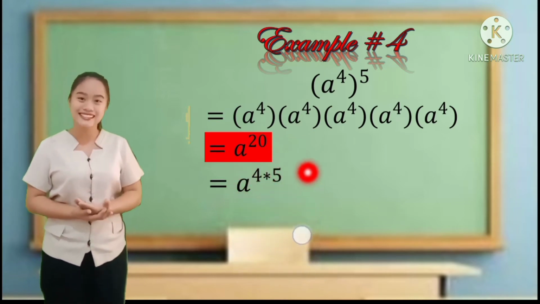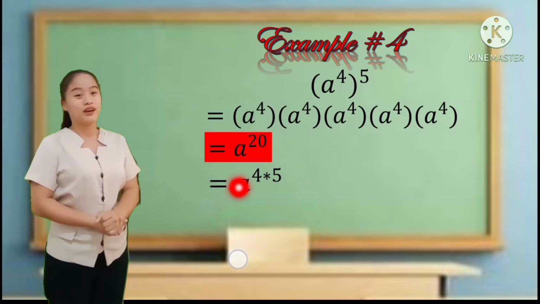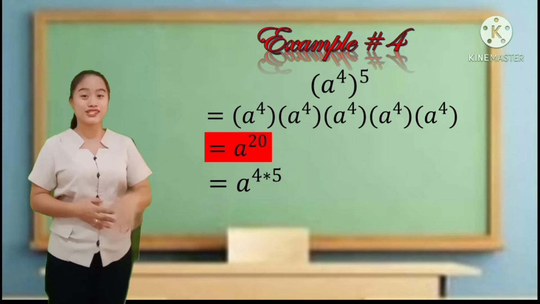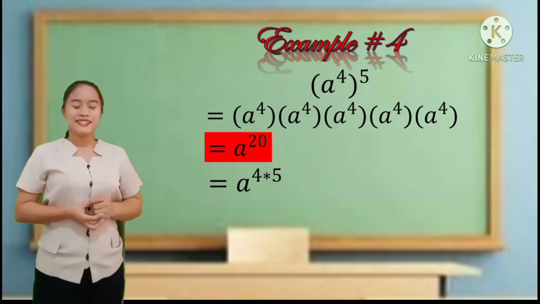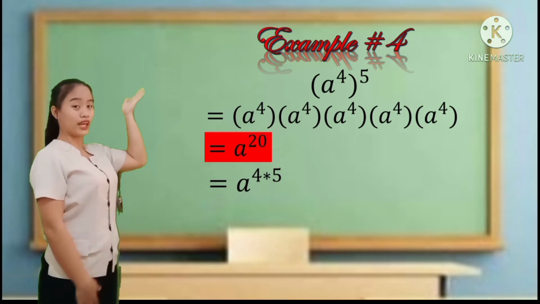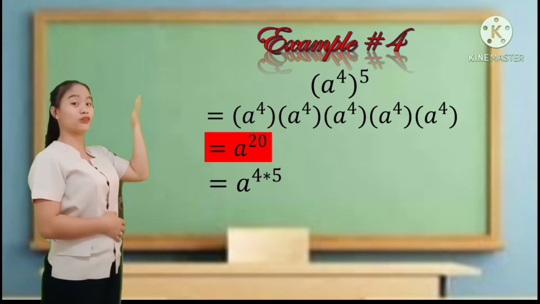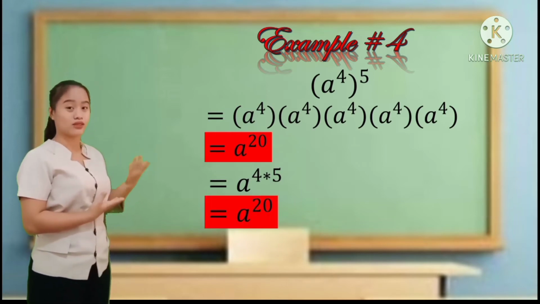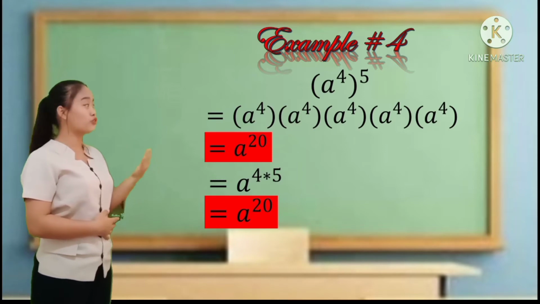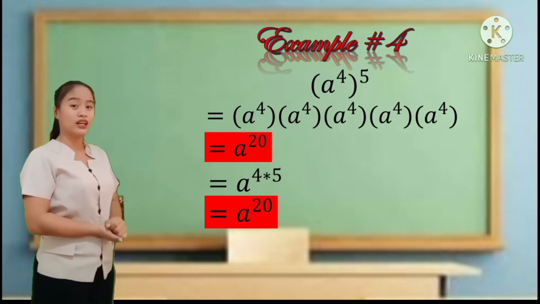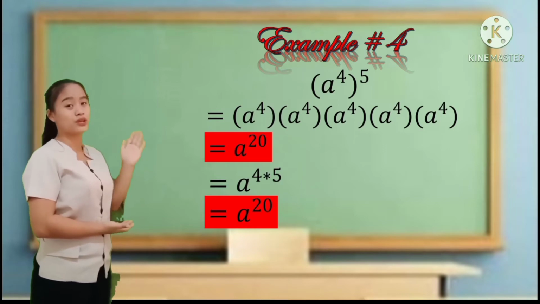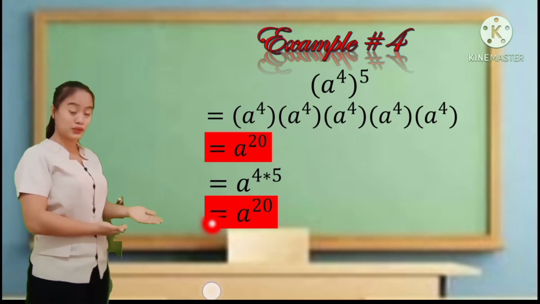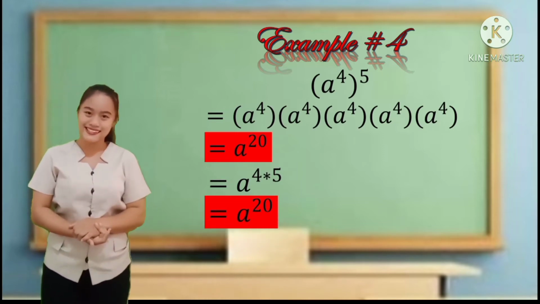Okay, understand class? Okay, very good. Very good, Mr. Pineda. Good job. You remember our discussion yesterday about the laws of exponent. So, this is our expanded form, a raised to 4 multiplied 5 times. Then, this is our solution when we use the laws of exponent, which is a raised to 4 multiplied by 5. So, in all, we have the same answer with the expanded form and the laws of exponent, which is a raised to 20. Okay? Understand class? Okay, very good.